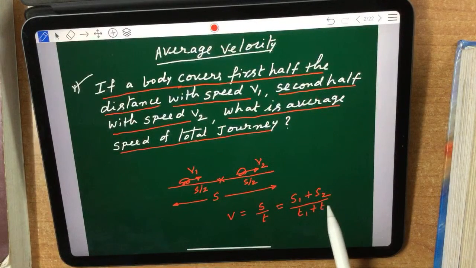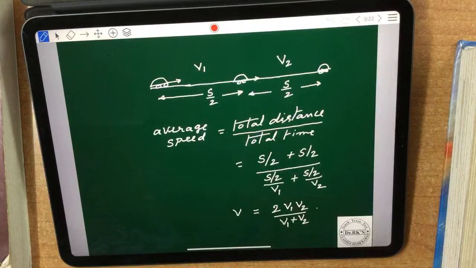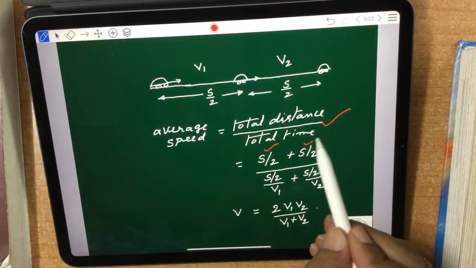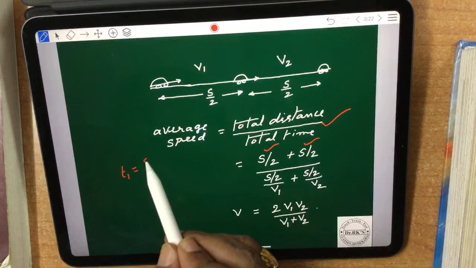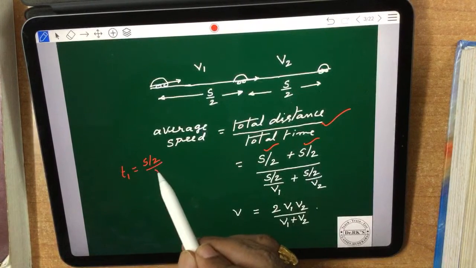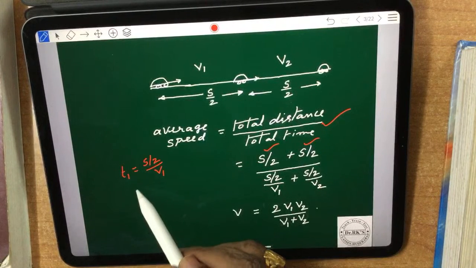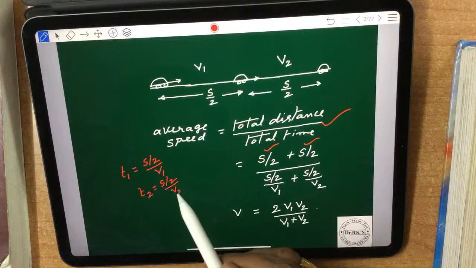Very simple concept which most of you already know. I will show the calculation. If anybody wants to take it down, you can. Total distance by total time: s1 is s by 2, s2 is s by 2, divided by t1 plus t2. What is t1? Time is equal to distance by speed, s by 2 by v1, because displacement is equal to velocity into time. t2 is equal to s by 2 by v2.